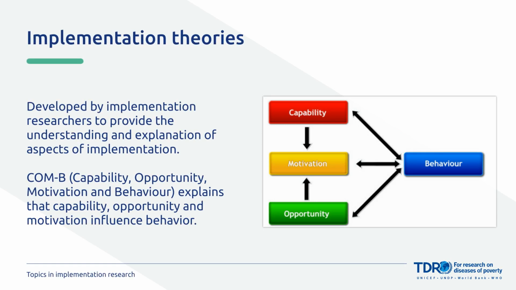Implementation theories are developed by implementation researchers, either from scratch or by adapting existing theories and concepts. They provide the understanding and/or explanation of aspects of implementation. COM-B, capability, opportunity, motivation, and behavior, is one of these theories, explaining capability, opportunity, and motivation that influence behavior. Again, opportunity and capability can influence motivation, while practicing a behavior can alter capability, motivation, and opportunity.